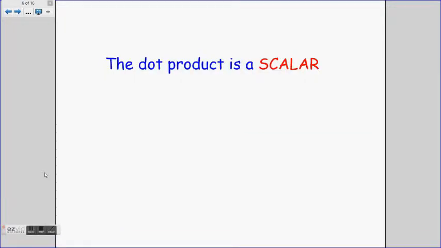Again, I just want to reiterate, the dot product is a scalar, and you'd be surprised at how many times a lot of students, in finding the dot product, try to give me a direction, but remember, the dot product is a scalar.